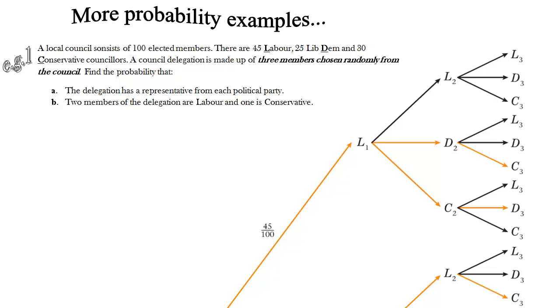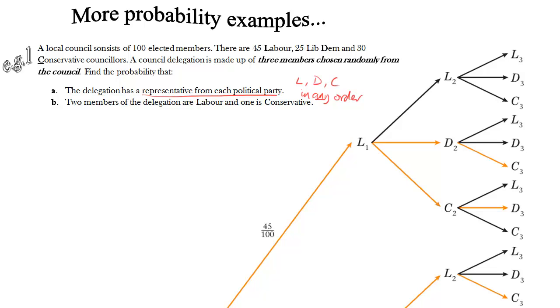This first one, we're going to use a tree diagram, and we're picking people at random from a group of 100, and they're in three categories: Labour, Lib Dem, Conservative, in the numbers indicated. And we're drawing three people at random. And first of all, we want to know the probability that we get one from each party.